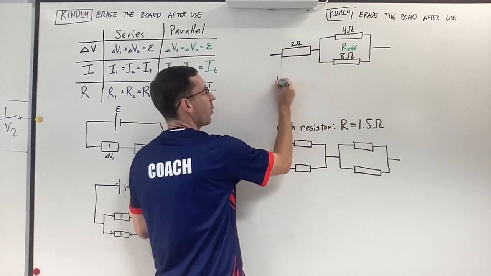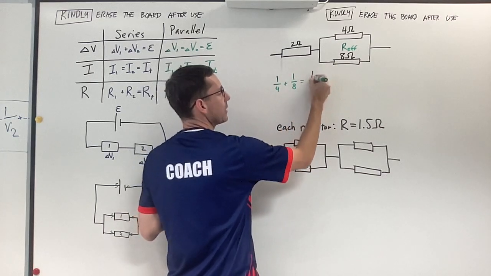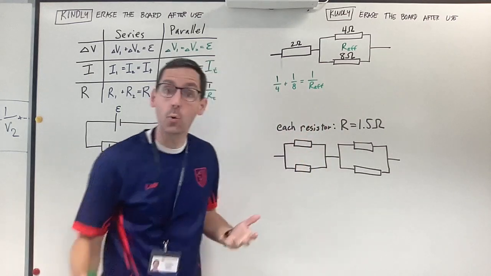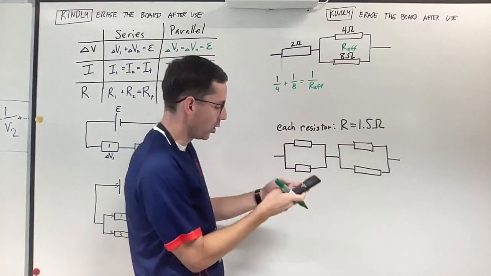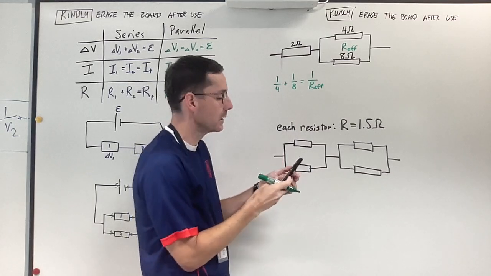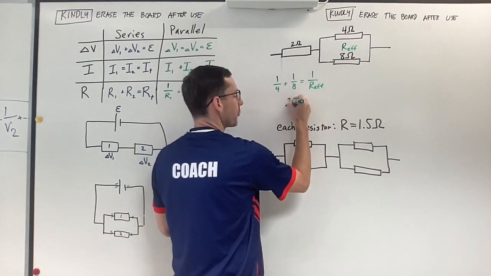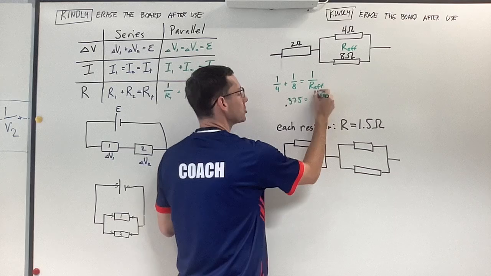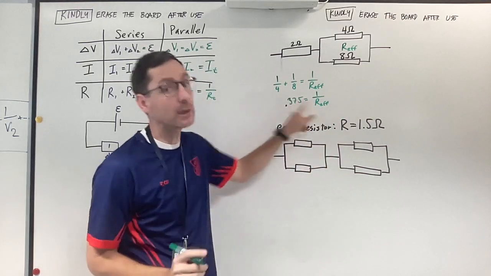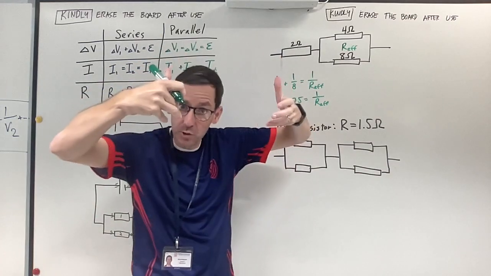Okay, so that's going to be 1 over 4 plus 1 over 8 equals 1 over R effective. All right, now with that, 1 over 4 plus 1 over 8 is of course 3/8, which is 0.375. So what that means is 0.375 is equal to 1 over the effective resistance. Do not make that equal to the effective resistance, it's 1 over that, right? So now we're going to flip both sides.